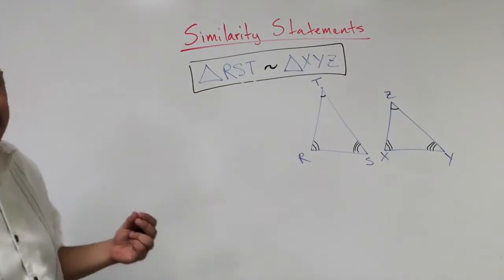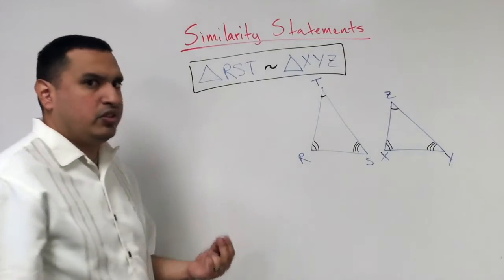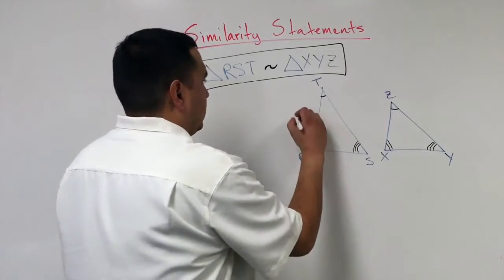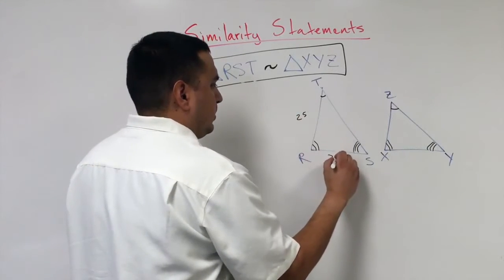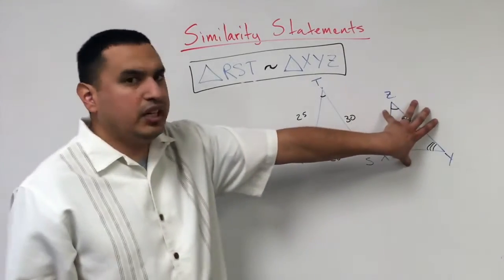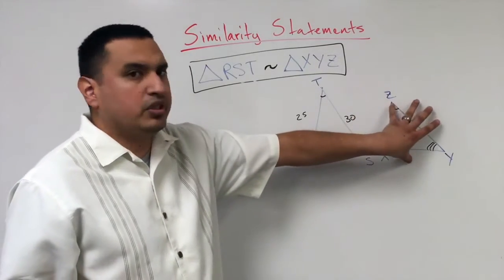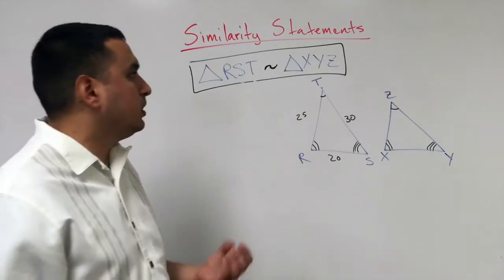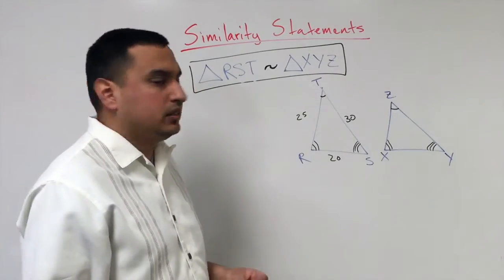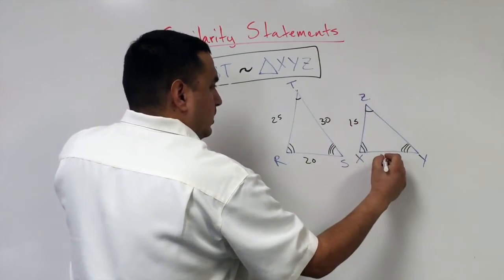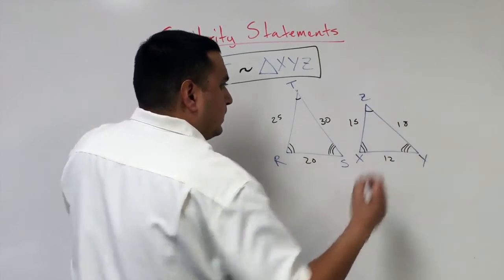Okay? But since they're similar, that means that their sides are not equal. So if I had to say this was 25, this would be 20, and this was 30. Then on this other shape, I know that these numbers are going to be different, but yet they're going to be what's called proportional to the other sides. Okay, so let's put some numbers here. Let's say this is 15, this is 12, and this would be 18.